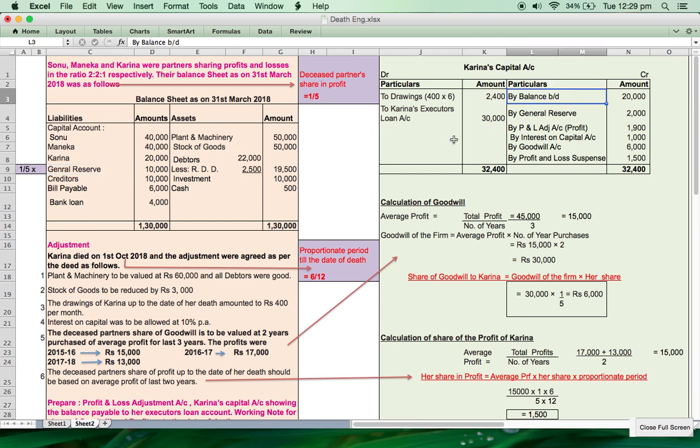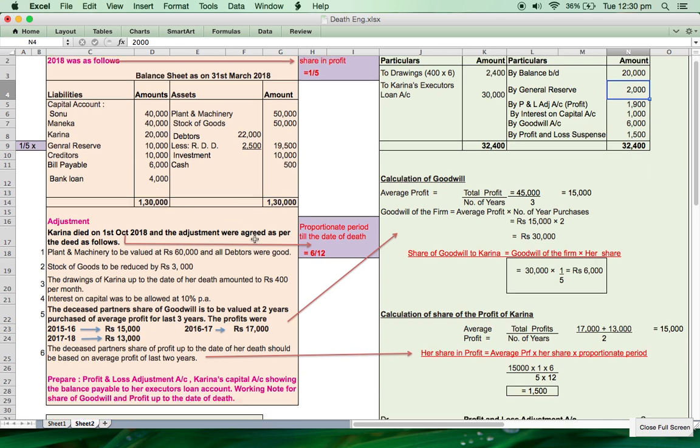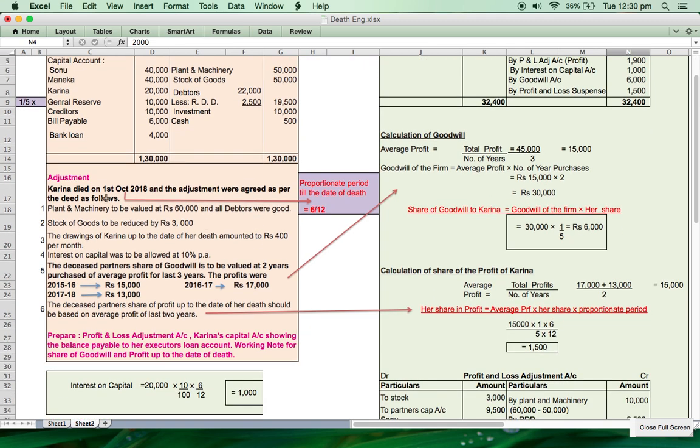So here by balance brought down, 20,000 is her share, her capital balance, which is shown over here, and total general reserve is 10,000. We are going to multiply it by her share, which is 1/5. After that we would get her share in general reserve, that is 2,000. Then we will see the adjustments one by one.